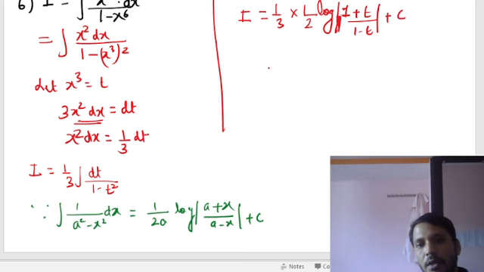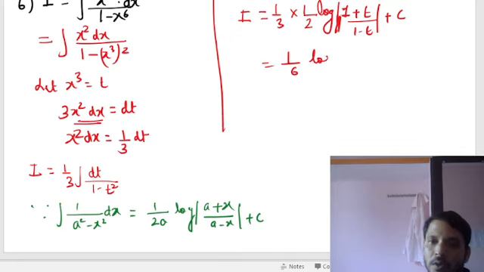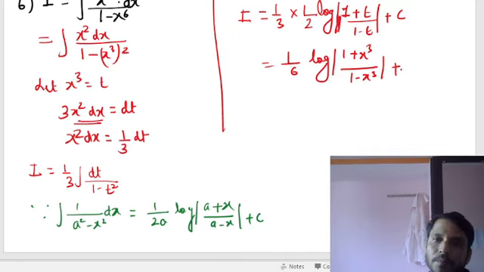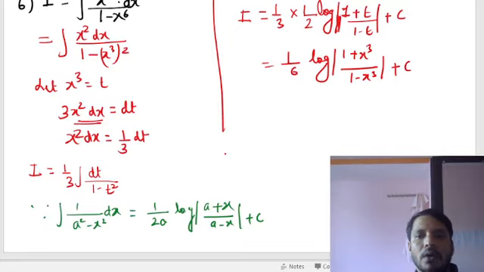Just now we have to replace the t, means it is 1 by 6 log of 1 plus t by 1 minus t. So t is x cube, and here 1 plus x cube divided by 1 minus x cube plus c. So this is our answer of question number 6, right?